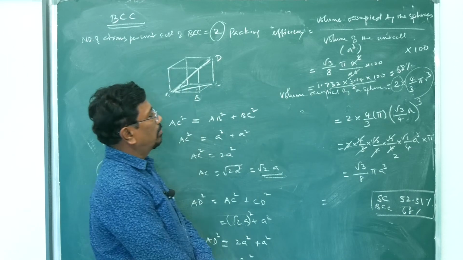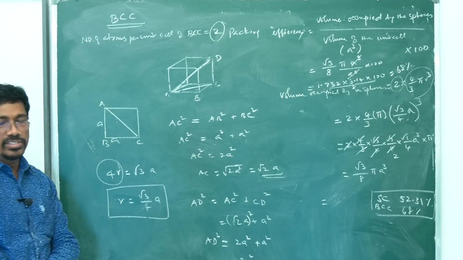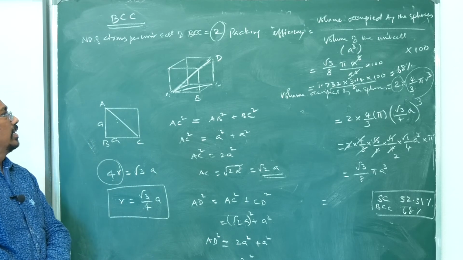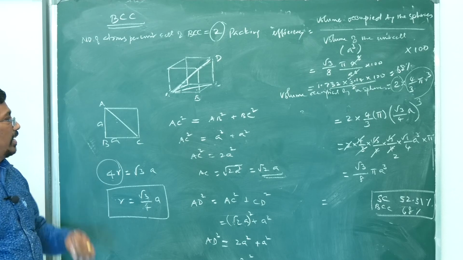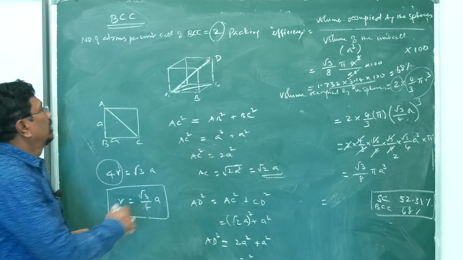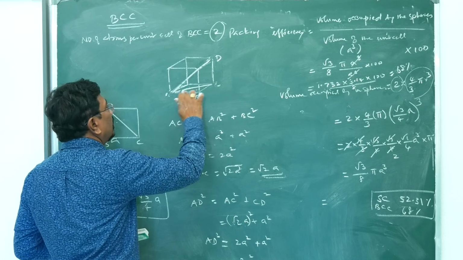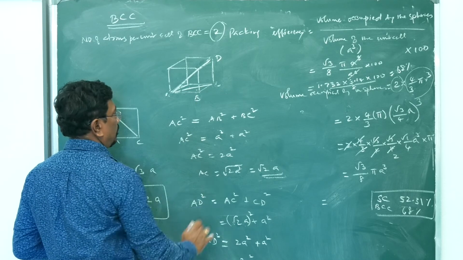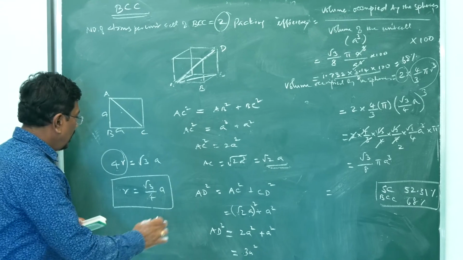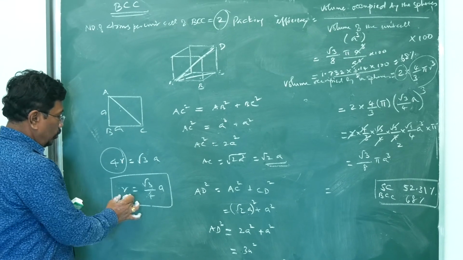68% it comes for BCC. If it is for FCC, it will be 74. That we will be finding out afterwards. So, can you understand this? First of all, we have calculated this length. Then this length we have calculated. That length corresponds to 4r. So 1r is equal to this much.